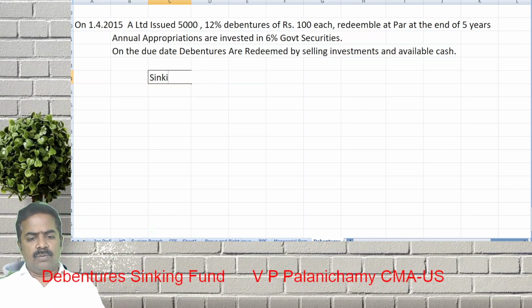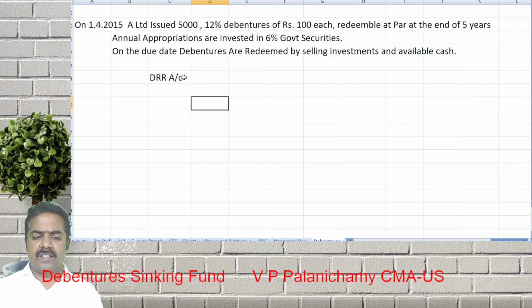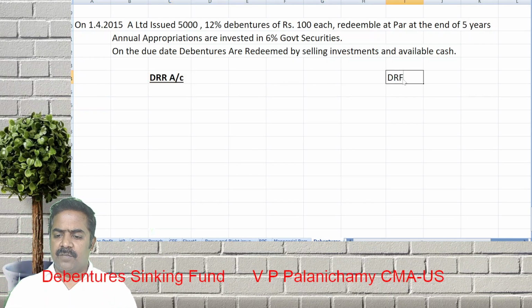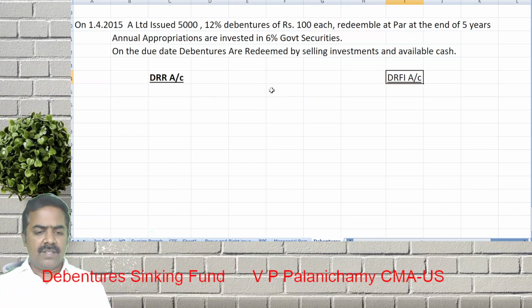Okay, so I hope in your textbook they use the word debenture redemption reserve account. In all the questions, they use the word which account? Debenture redemption reserve account. It will be invested in what? Debenture redemption fund investment account. Then you will get interest also. You have to prepare the interest account also. Just listen to it. We will see interest later.